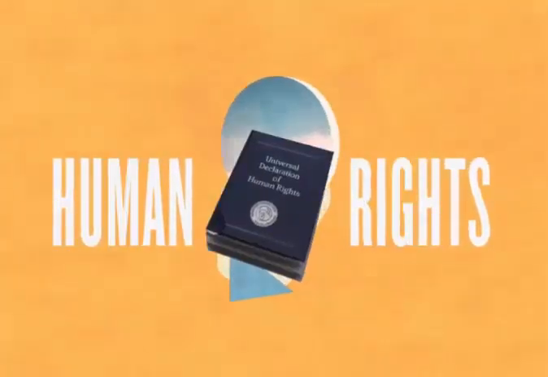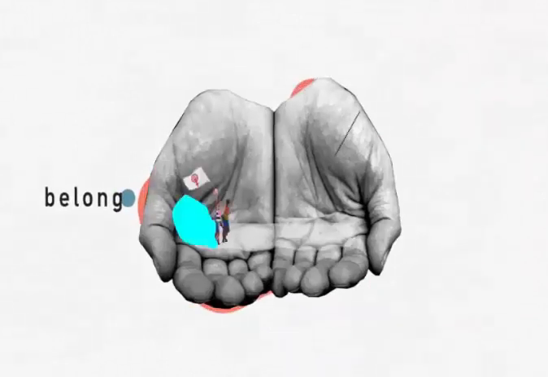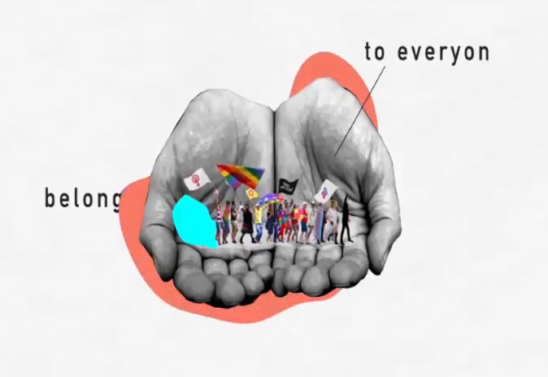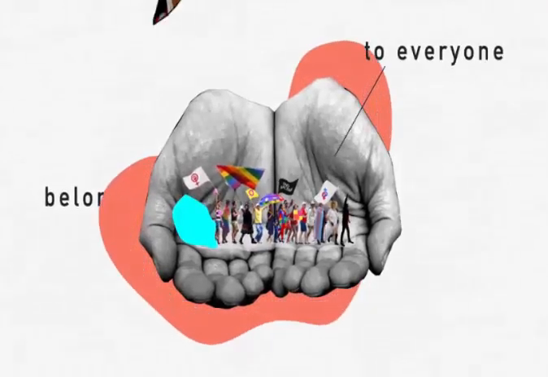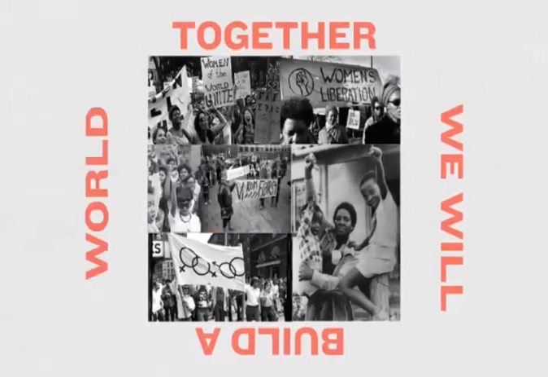Target number 3. Ensure equal opportunity and reduce inequalities of outcome, including by eliminating discriminatory laws, policies, and practices, and promoting appropriate legislation, policies, and action in this regard. Target number 4. Adopt policies, especially fiscal, wage, and social protection policies, and progressively achieve greater equality.